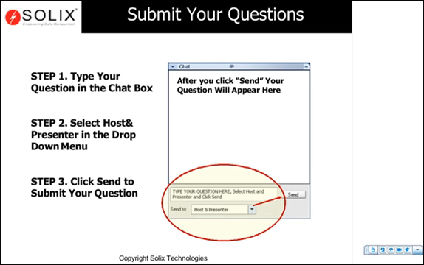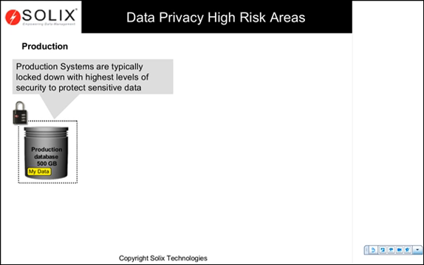So when we talk about risk areas and data privacy, we could spend a lot of time talking about why you should be concerned about data theft and data privacy. But I think if you're attending this webinar, you're probably familiar with all of the risks and have been assigned to address them. Production systems are typically the areas where they're locked down. You've invested in technology. It has the highest level of security. You're already protecting sensitive data. So this area is usually something that has the most focus.